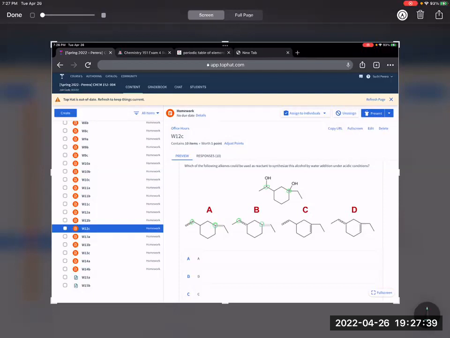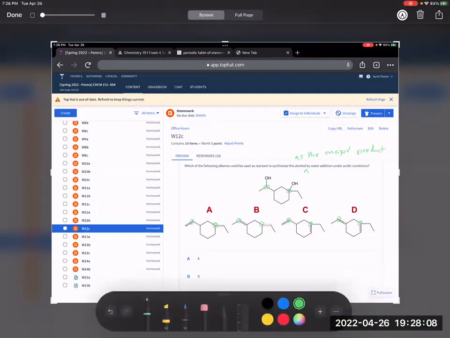Here and here, C is good. Here and here, D is good. Technically everything is good. If this said only the major reactant to synthesize this alcohol as the major product, which I think is what the question was intending to ask, then things are going to be different.